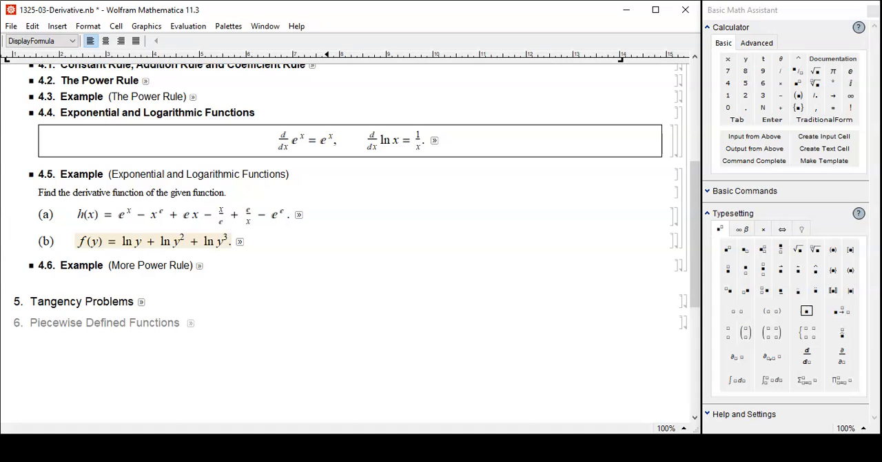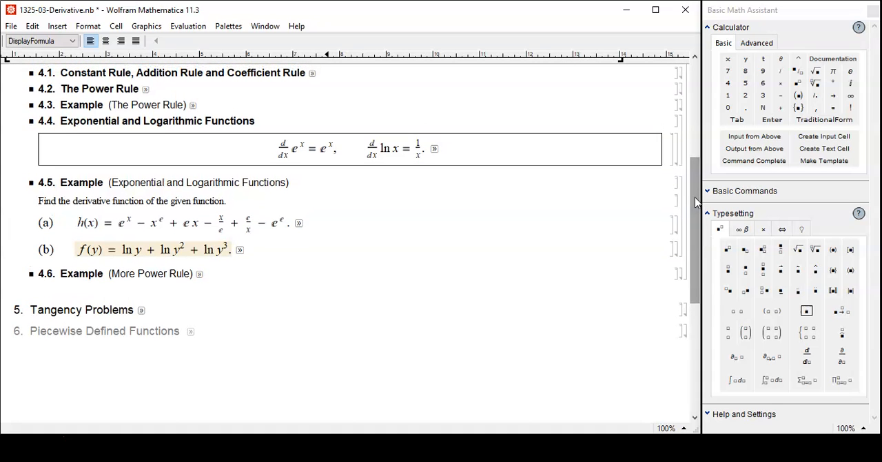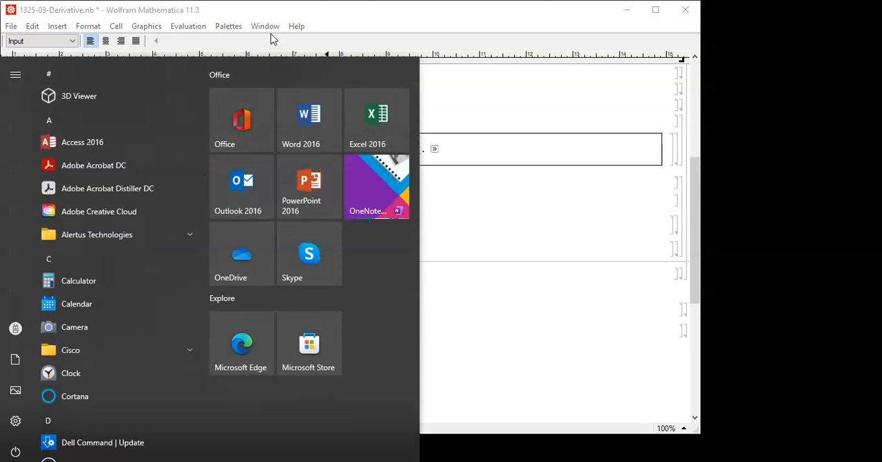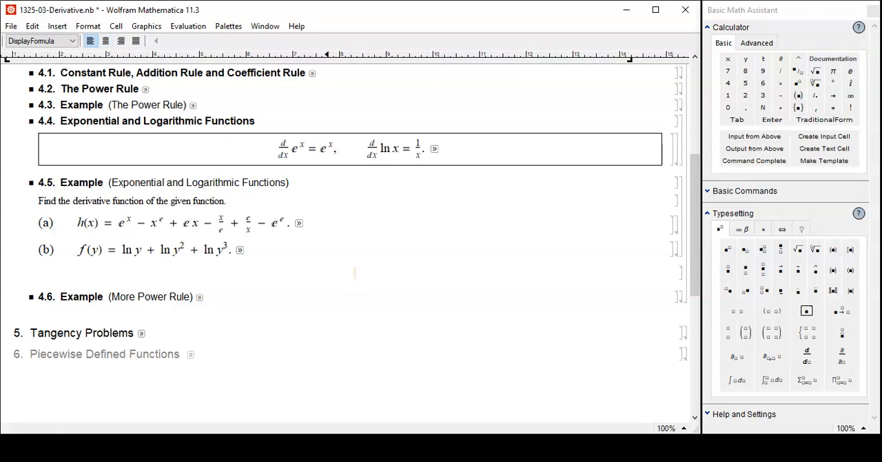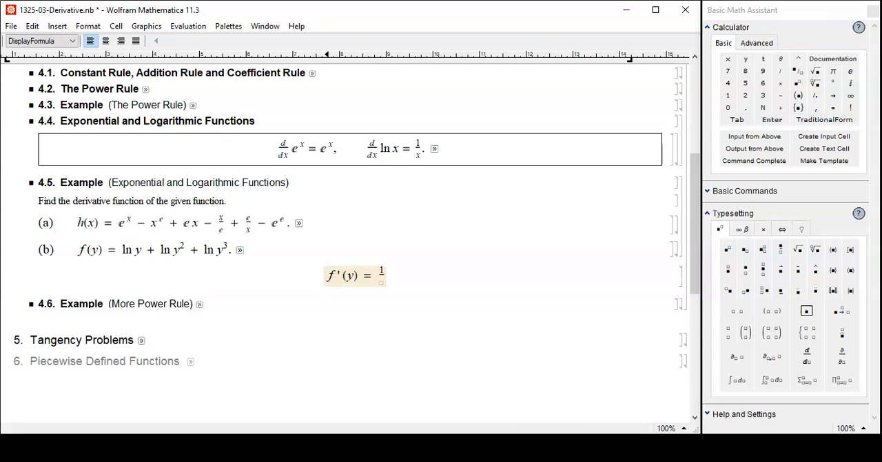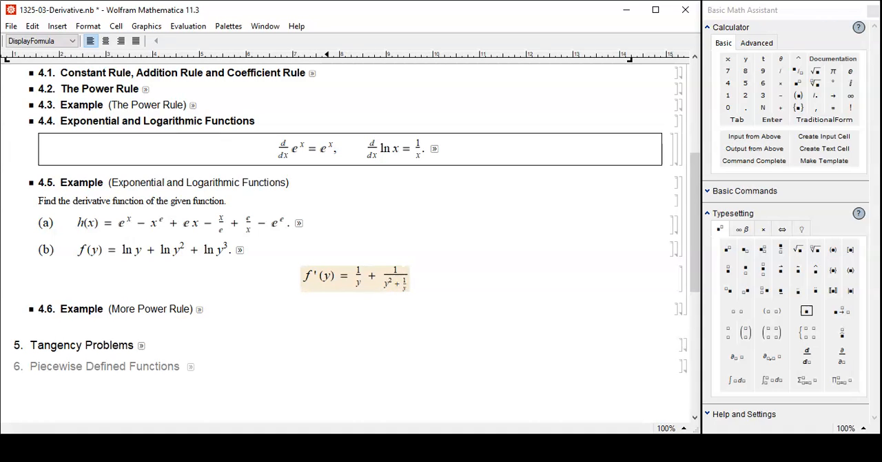Okay, how about the next problem here? We have a bunch of logarithmic functions, so we're gonna get a fraction. So, oops, I just clicked the wrong key. So f prime of y will be, what is it? So we get 1 over y, and then 1 over y squared, 1 over, oops, 1 over y cubed. Is that it?